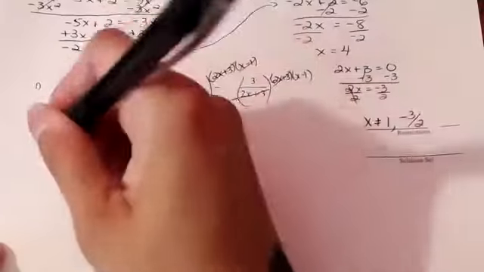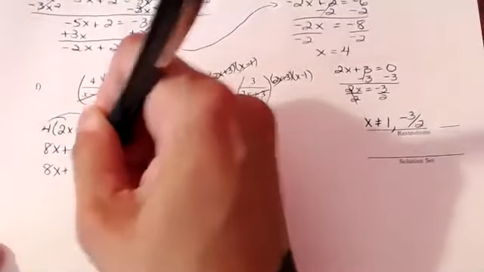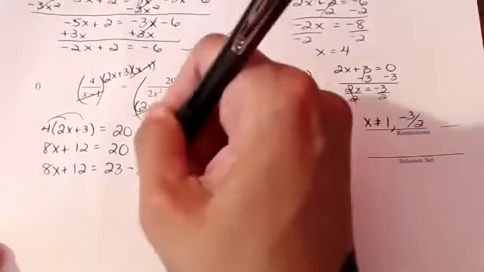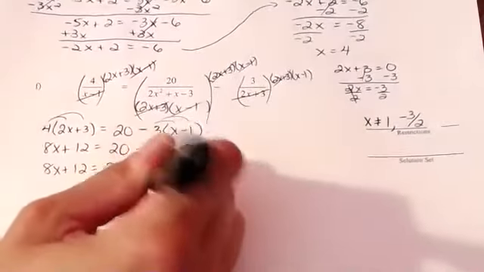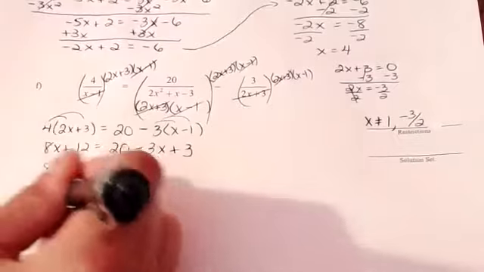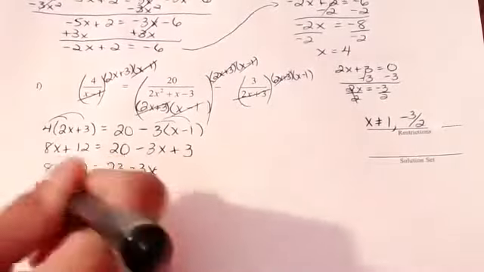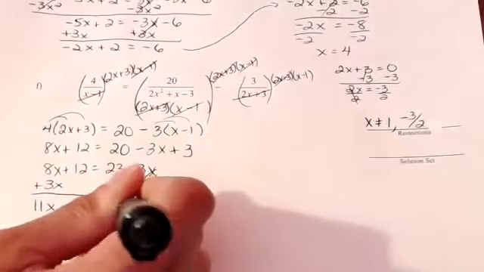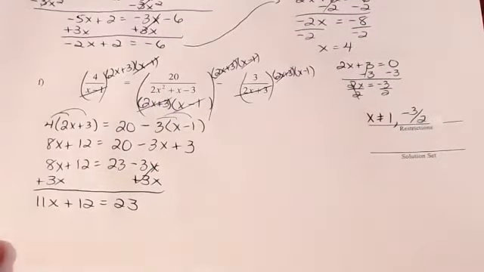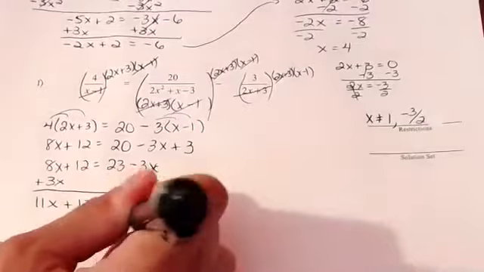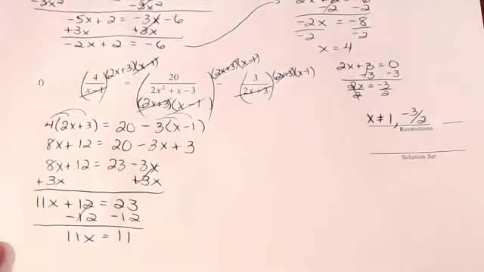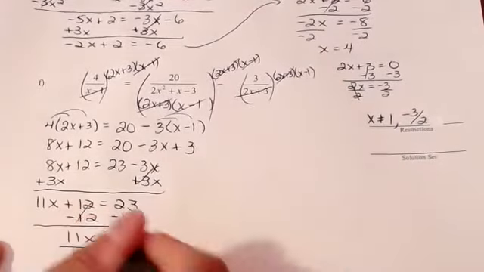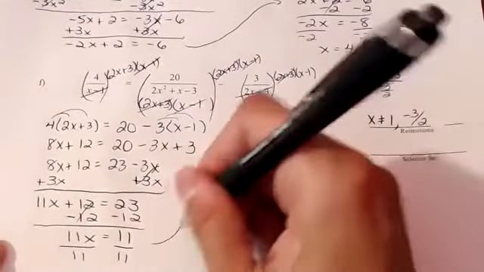Now we can clean up. So we have 8x plus 12 is equal to 23. So 20 and 3 make 23 minus 3x. And I'm just going to go through the process of solving for x. I'm going to add 3x to both sides. That leaves me with 11x plus 12 is equal to 23. I'm then going to subtract 12. So I get 11x is equal to 11. And then if I divide by 11, I get that x is equal to 1.